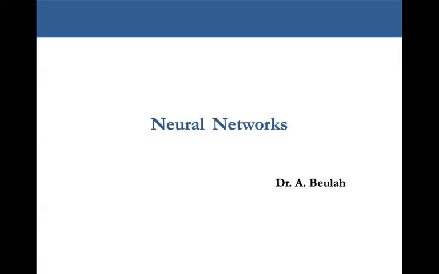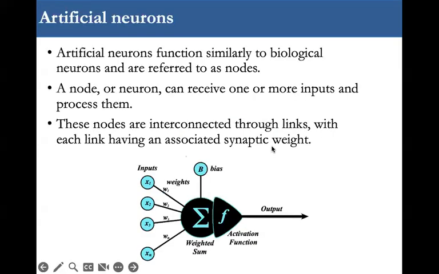In this video, we'll learn about neural networks. First, we'll learn about what is an artificial neuron. Artificial neurons function similar to a biological neuron and it is referred to as a node. A node or neuron can receive one or more inputs and process them. These nodes are interconnected through links, with each link having an associated weight.